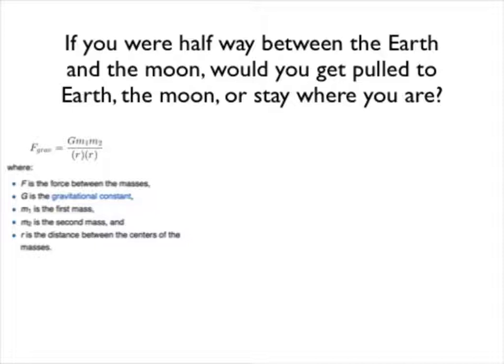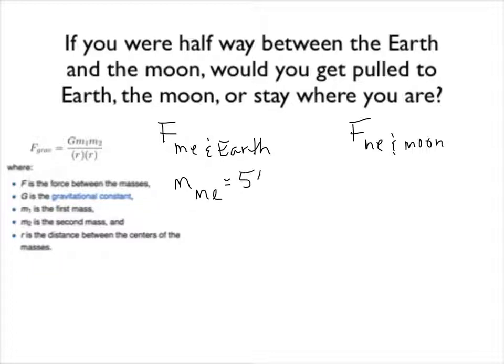Well, if we start thinking about our values here, we've got two things that we want to calculate. We want to calculate the force between me and Earth, and we want to calculate the force between me and the Moon. Well, in order to calculate the force between me and the Earth, I would need to know the mass of me. So my mass, we're going to say it's just 50 kilograms. You may use 50 kilograms as your mass. It's a pretty good mass for a high school student.